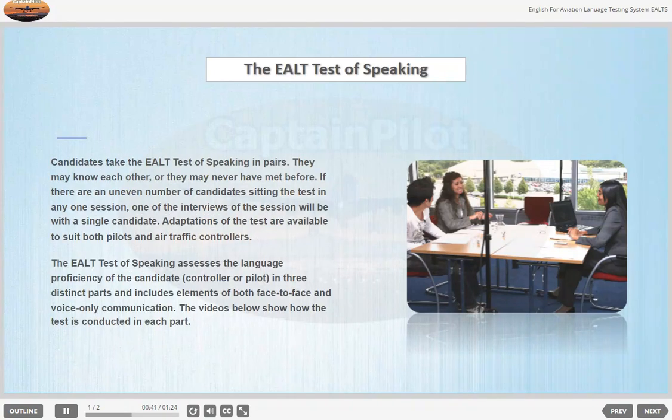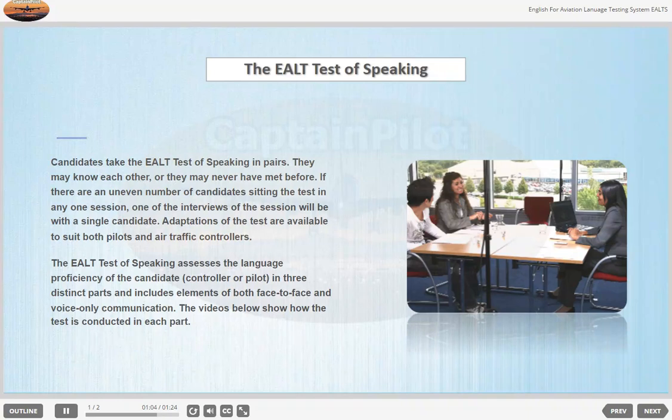Candidates take the EALT Test of Speaking in pairs. They may know each other, or they may never have met before. If there is an uneven number of candidates sitting the test in any one session, one of the interviews of the session will be with a single candidate. Adaptations of the test are available to suit both pilots and air traffic controllers.